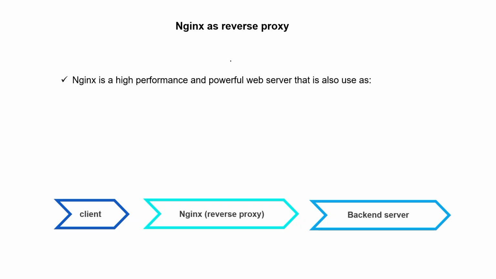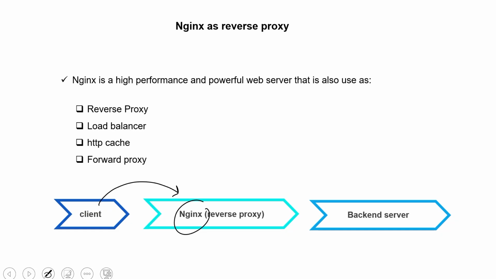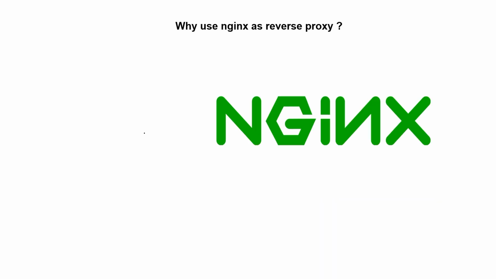NGINX is a high performance and powerful web server that is also used as a reverse proxy, as a load balancer, and as an HTTP cache. We can also use it as a forward proxy in our networks. We said that a reverse proxy sits in front of your backend server, so all the requests from the clients first come to our NGINX server. The NGINX server sends your request to the backend server, takes the response from the backend server, and sends the response back to you. Why use NGINX as a reverse proxy?